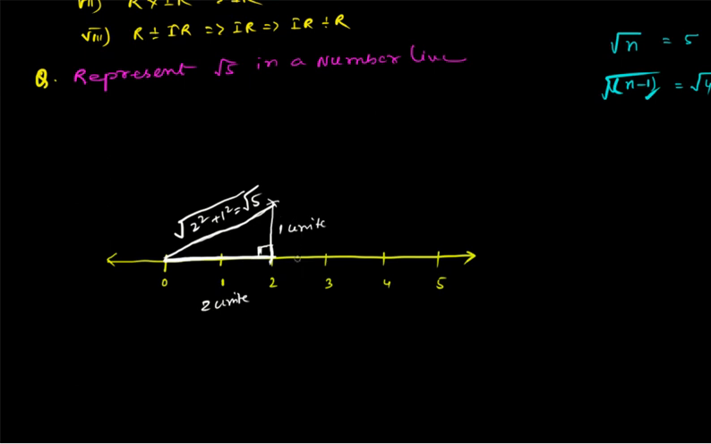Now I have to represent it on the number line. So what I'm going to do, I will put my compass over here, over the point O, and then take the measurement up to this point, and then I will just draw an arc. So say the arc is intersecting here. So where the arc is intersecting, that will be the representation of root 5.